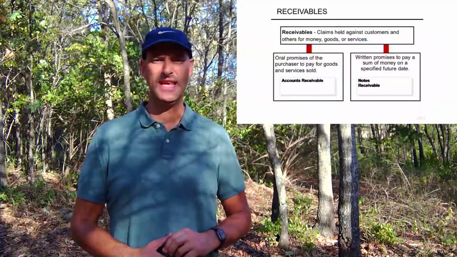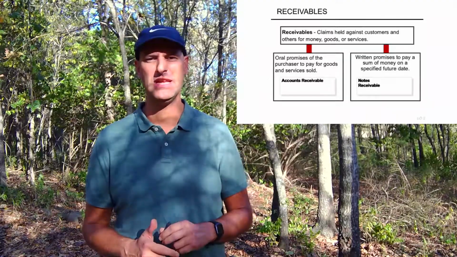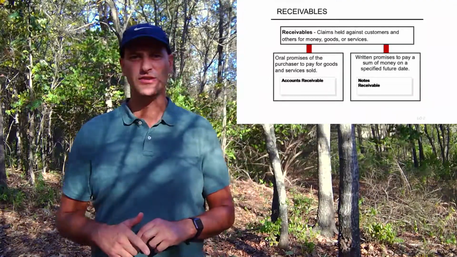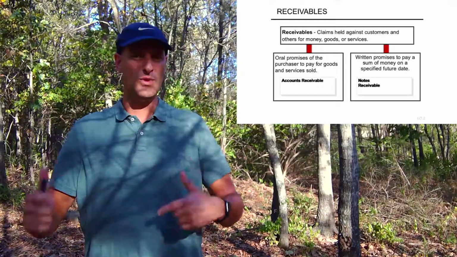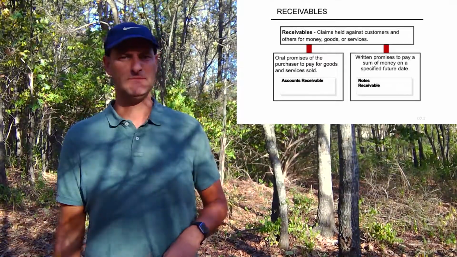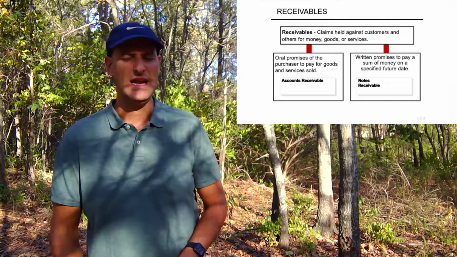So receivables broadly are claims held against customers and others for money, goods, or services. These are oral promises of the purchaser to pay for goods and services sold, or written promises to pay a sum of money on a specific future date. Most of these are oral commitments in terms of accounts receivable, but they can be both. We can have notes receivable or we can have accounts receivable. That is receivables, broadly speaking.